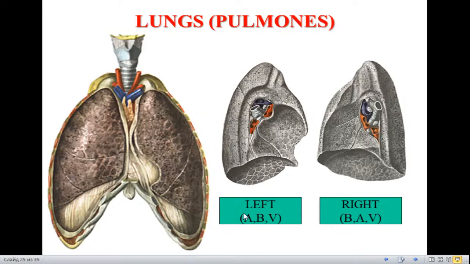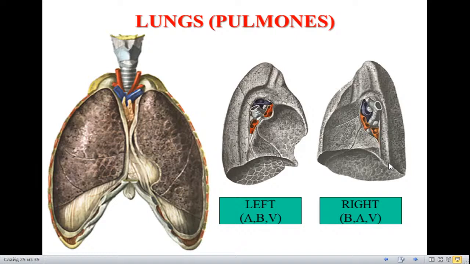So in the left lung we have ABV: artery, bronchus, and veins. The artery is most superior, then the bronchus, and finally the veins somewhat inferiorly. And in the right lung we have BAV: the bronchus is situated superiorly, then the pulmonary artery. So those are the differences between the left and right lung.